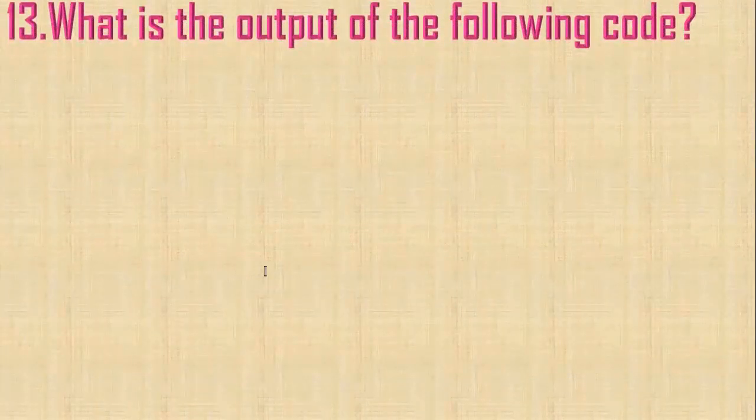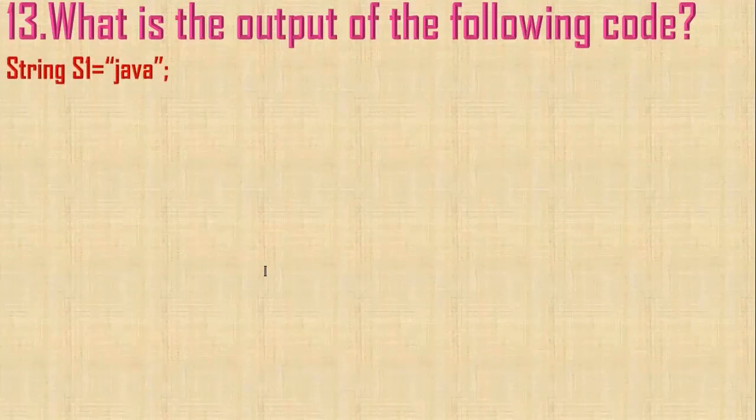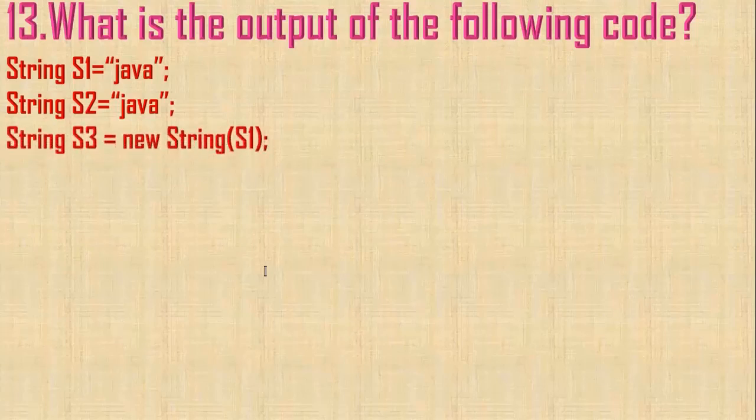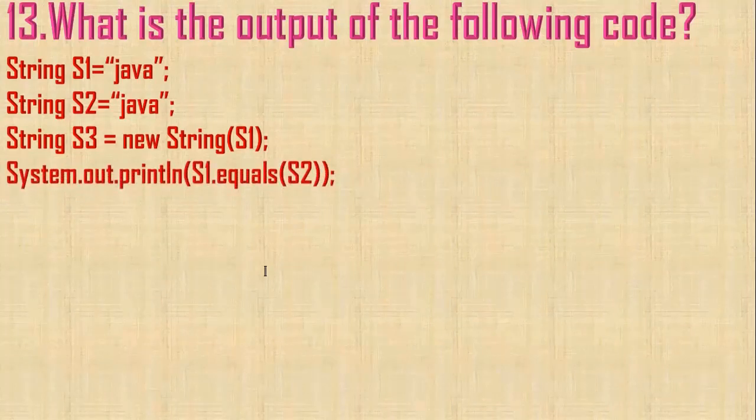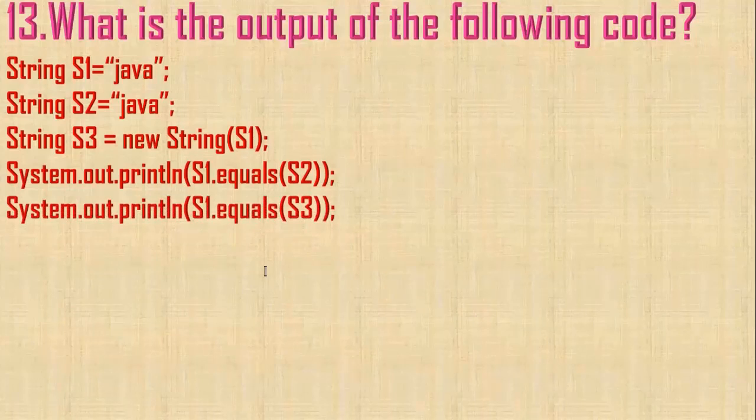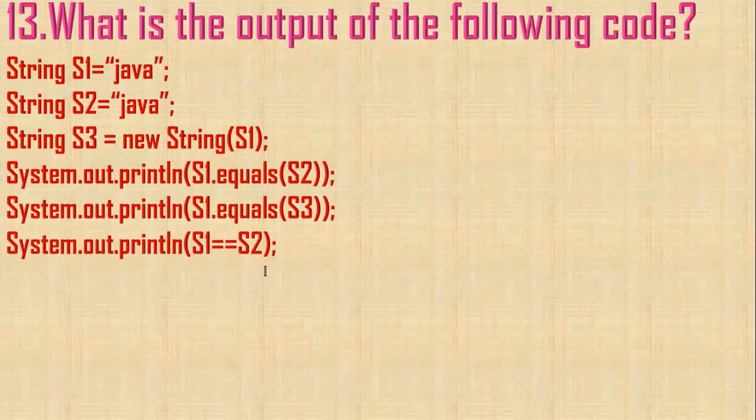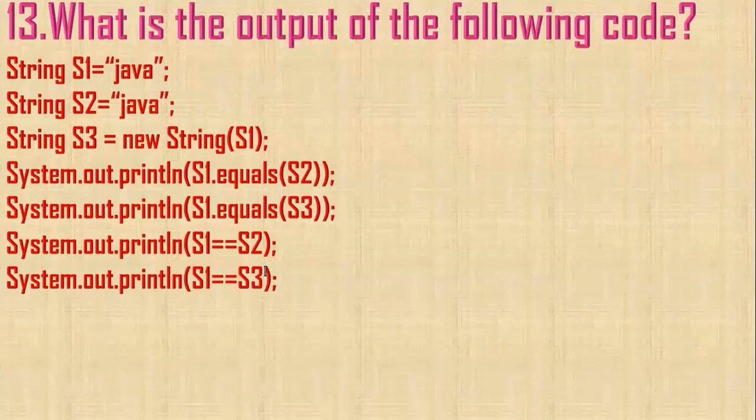What is the output of the following code? S1 is given as Java, S2 also given as Java. String S3 is equal to new String of S1. So here we can see an object is created. System.out.println of S1 equals S2. So again S1 equals S3. So S1 equal-to symbol is given, that is a relational operator, and then S2 is given. Then S1 equal to S3.